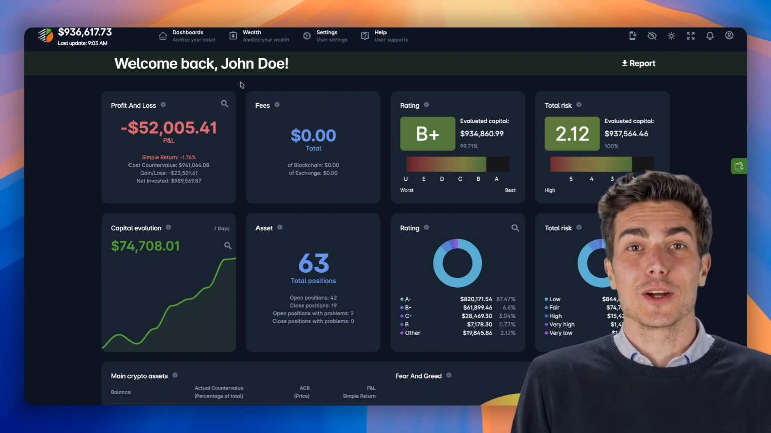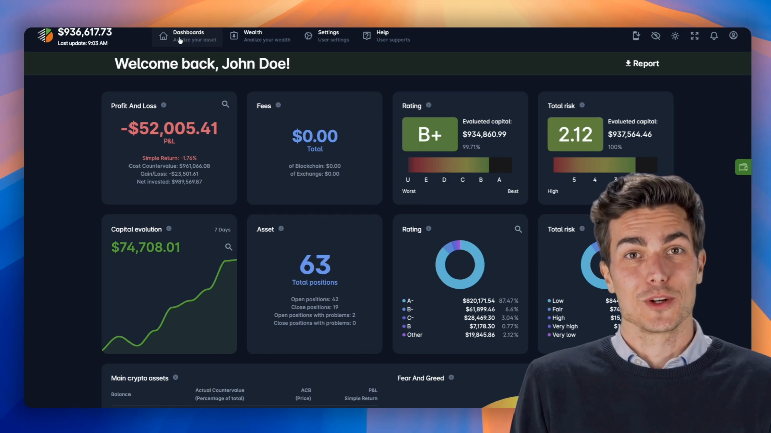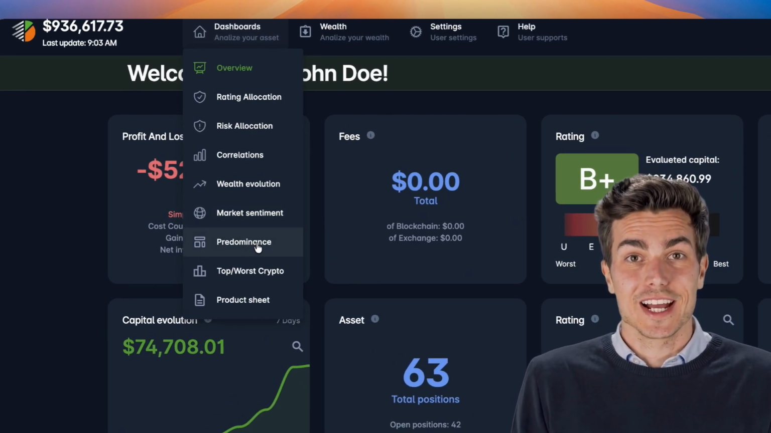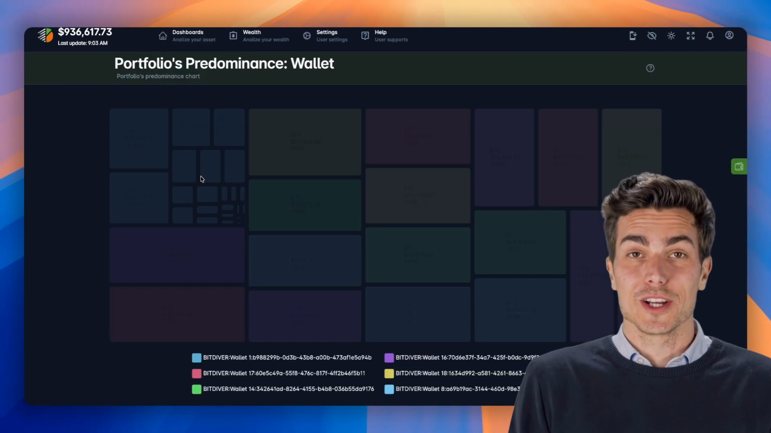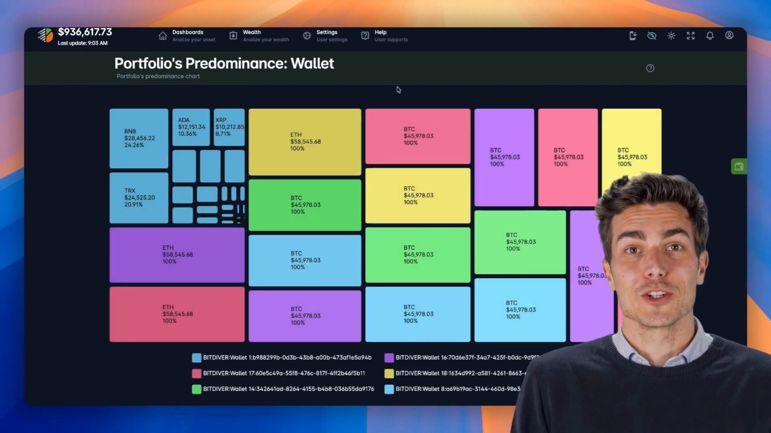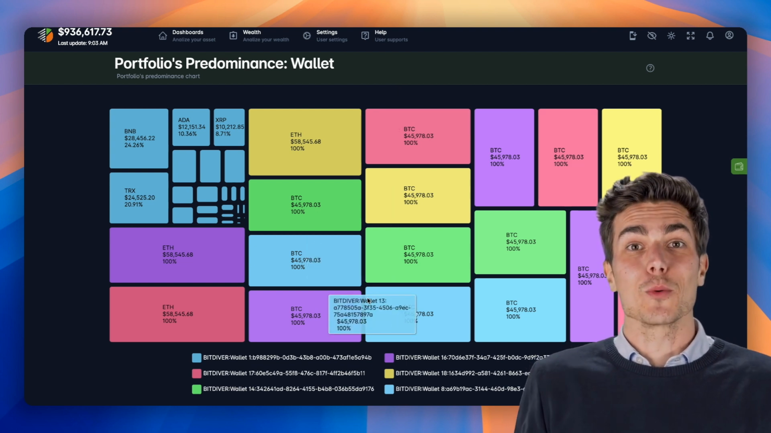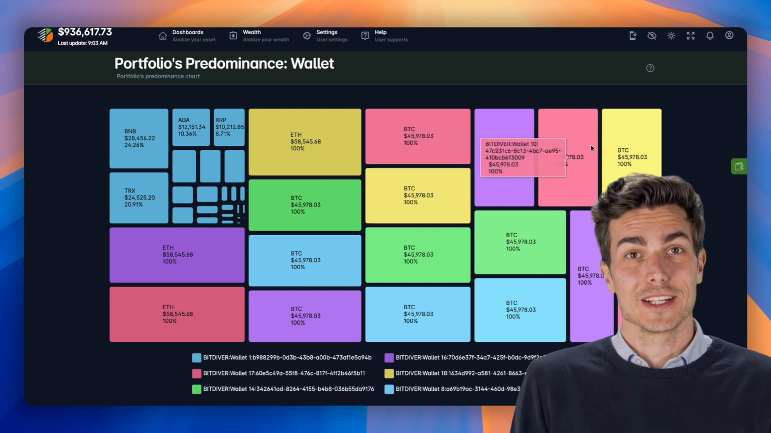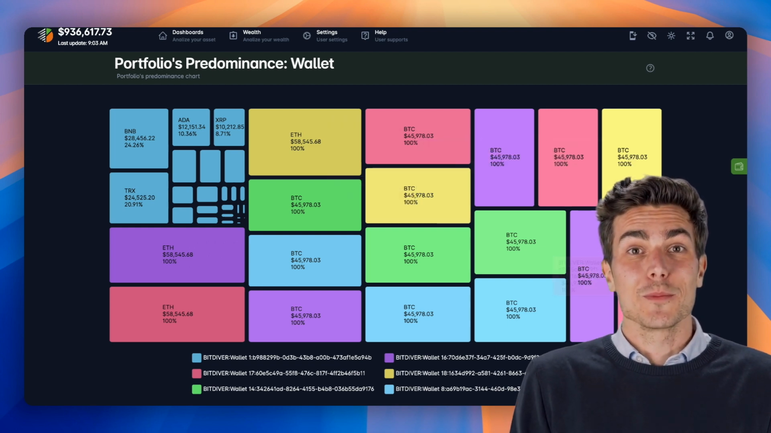In this short video, I will guide you through reading the Portfolio Predominance page, a section designed to help you understand which assets impact your crypto portfolio the most. Whether you are a beginner investor or a more experienced user, this page allows you to immediately visualize where the actual weight of your investments lies and how much each crypto or wallet influences the overall portfolio performance.